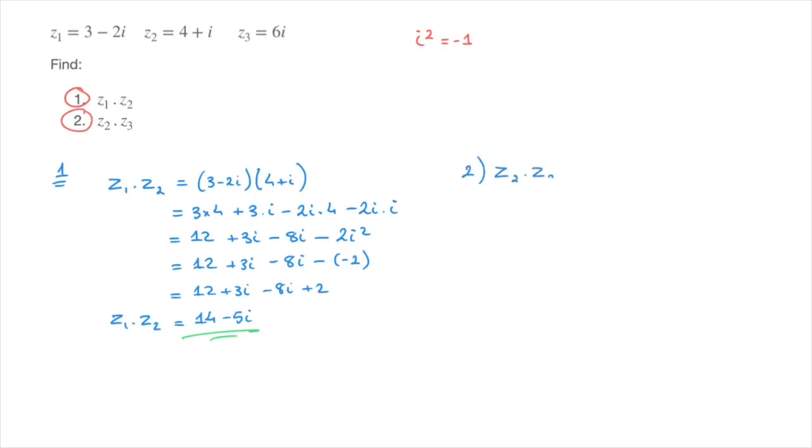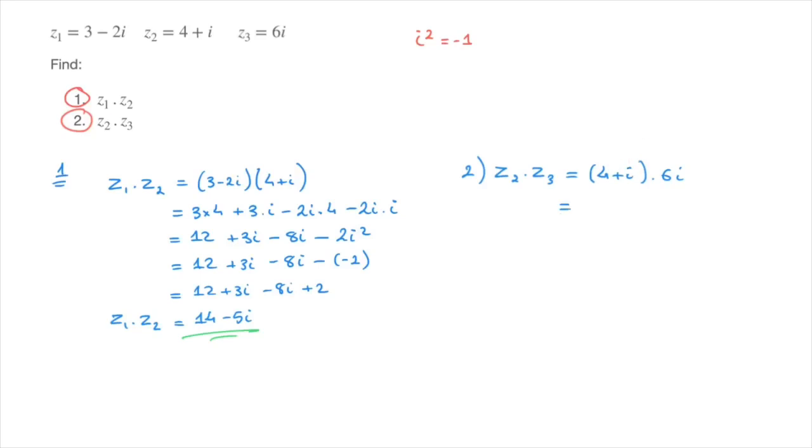z2 times z3, where z2 is still 4 plus i and z3 is 6i. So z2 times z3 is equal to, in parentheses, 4 plus i, that's z2, times 6i. Once more, we open up these parentheses using the usual rules of distributivity.